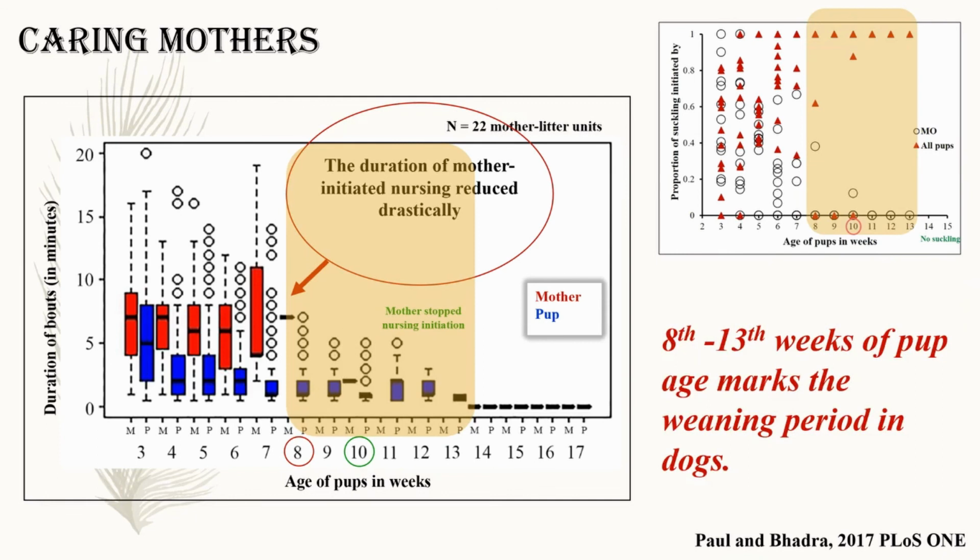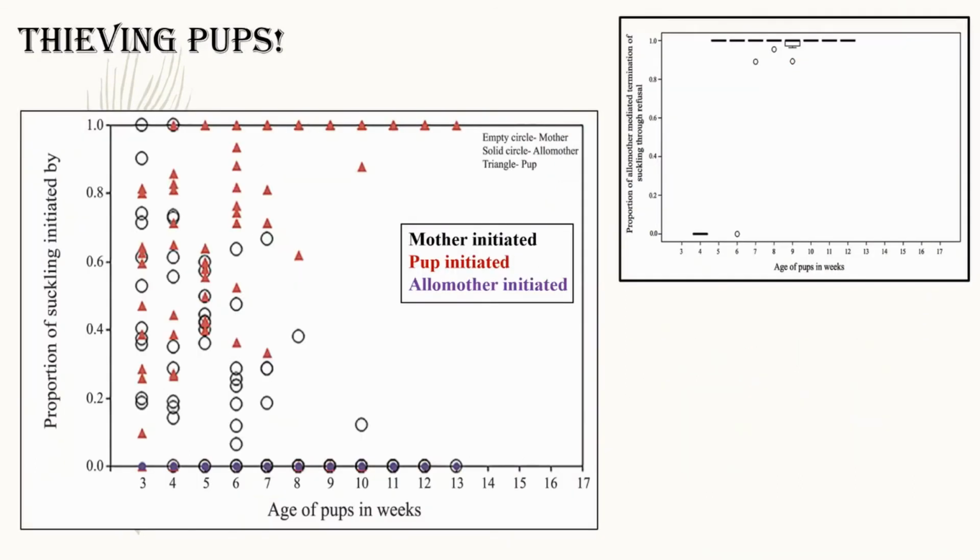And we identified the 8th to 13th week of age as the weaning period in pups, but realized that for this, Manavi had to keep record of each and every bout of nursing or suckling that was happening with each of these details. Only then, beyond this, statistics came to the rescue.